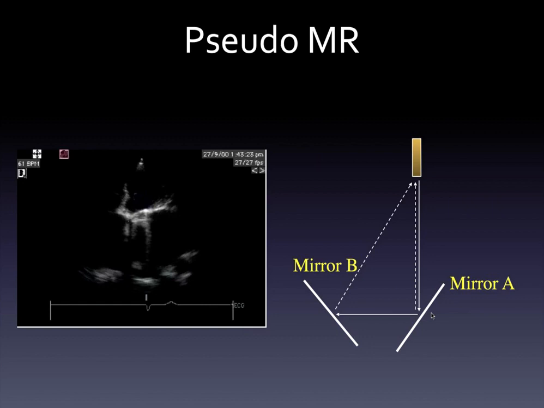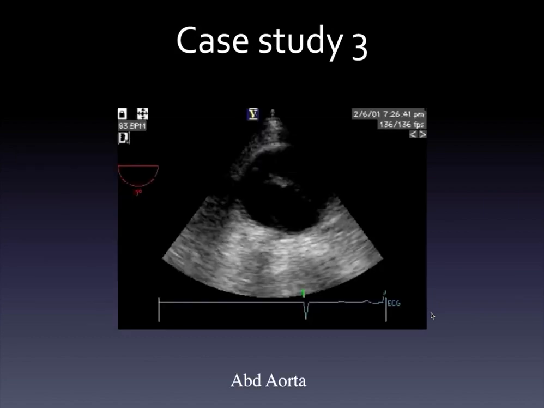Next time, whenever you see a blue jet or MR jet on the other side of the mitral valve, think about pulse wave Dopplering it and recording the waveform, so you can see what it looks like. So that's a trick that we recommend.